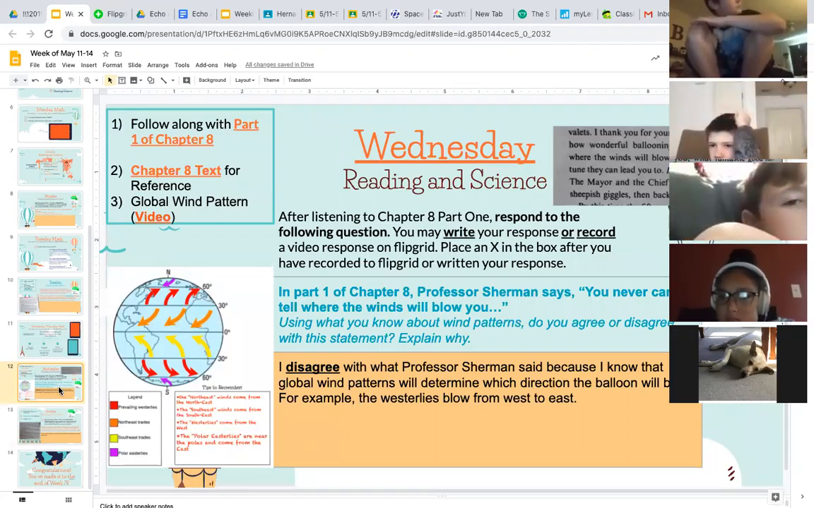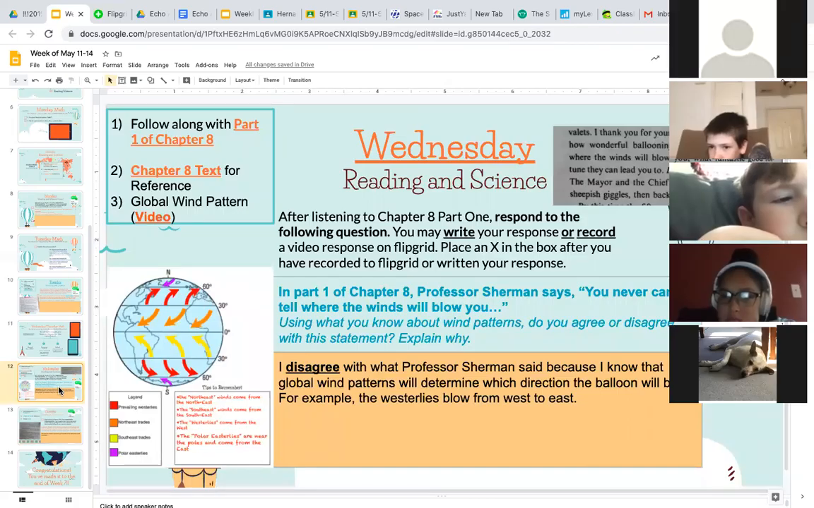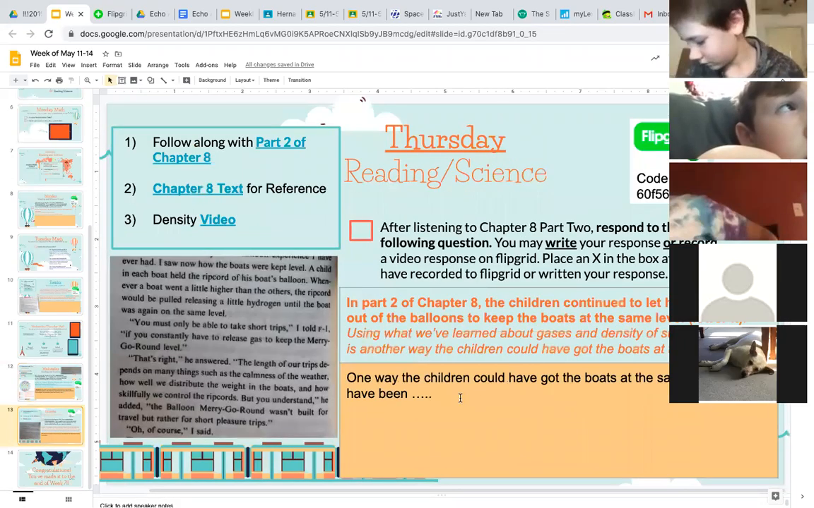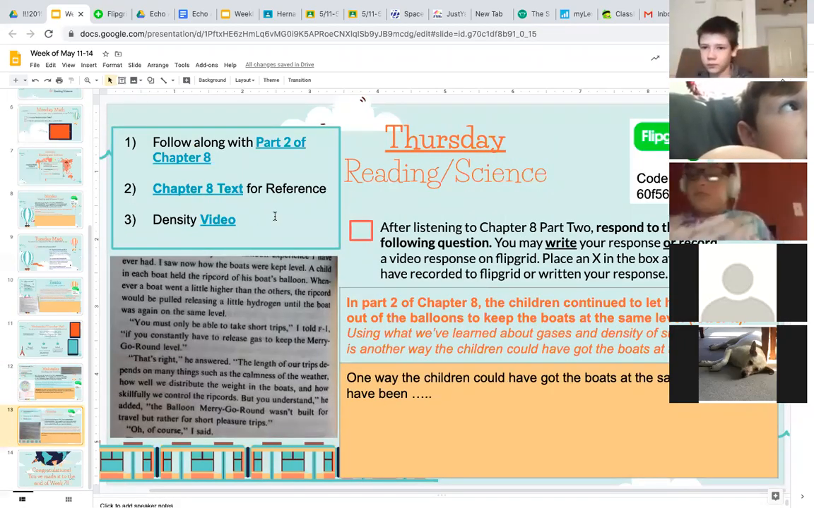Because the response that I got yesterday was, "I agree with Professor Sherman because you never know what life is going to give you." That has nothing to do with science. That has nothing to do with the winds. That has nothing to do with balloons. That has to do with some good life advice, but that is not at all showing me what you know about science or what you know about the story. So make sure that your answer is about the density of gases.